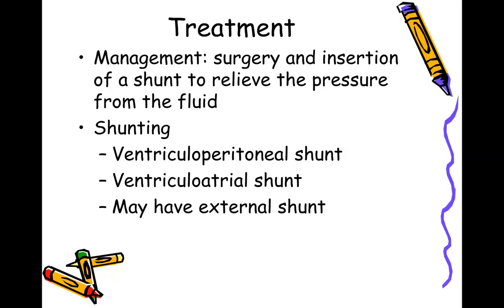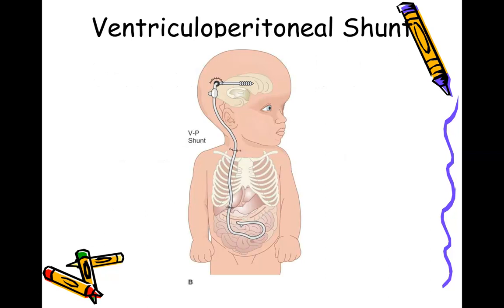So you can have a ventriculoperitoneal shunt, or a ventriculoatrial shunt, or an external shunt. So it just depends on where these shunts are going. This first one, we often refer to it as the VP shunt, and I've got a picture of it coming up, and it's pretty common.